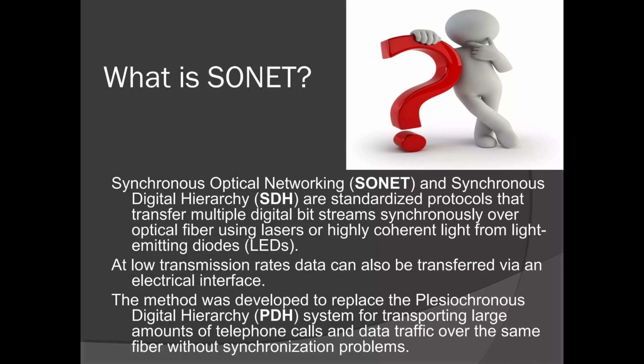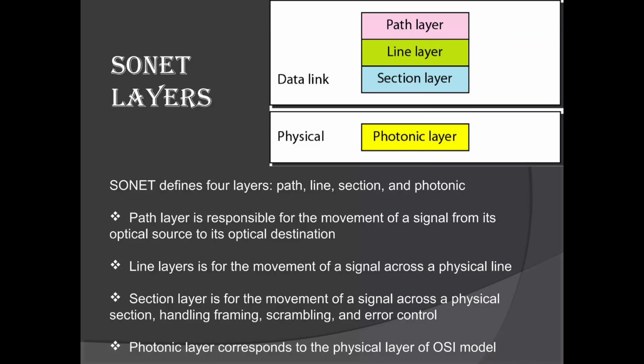Sonet commonly transmits the data at speeds between 155 megabits per second and 2.5 gigabits per second. And the most interesting characteristic of Sonet is that it supports a ring topology. That is the most important characteristic of Sonet. Next, we will go for Sonet layers.